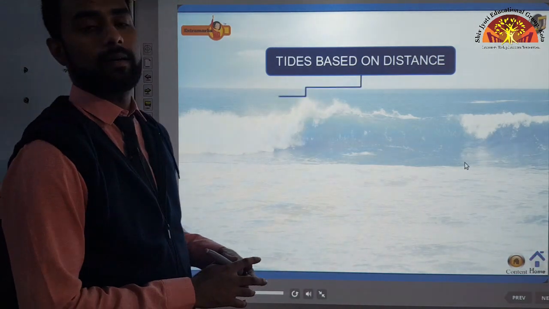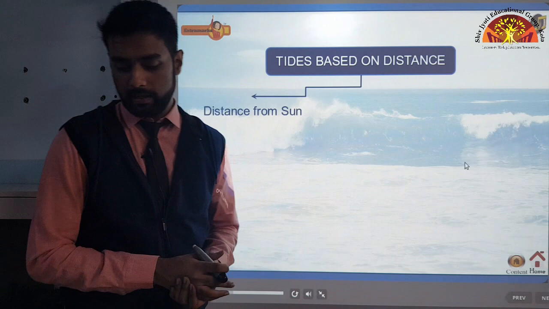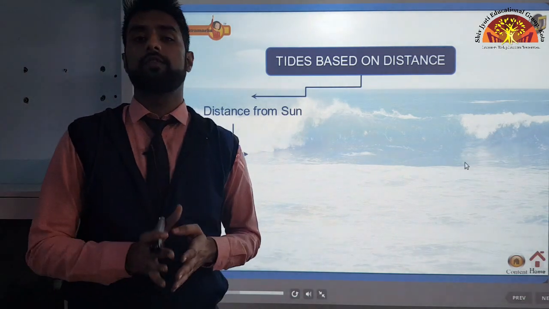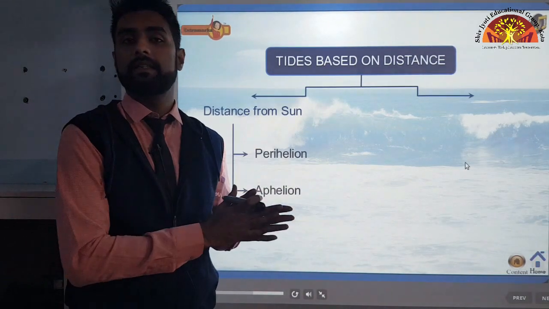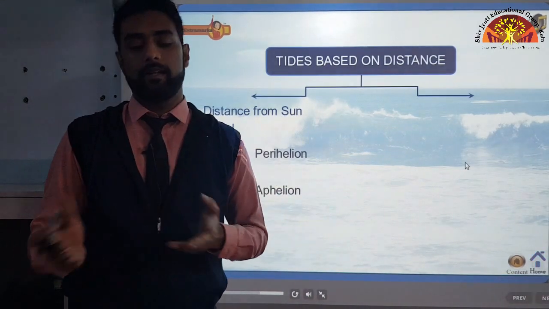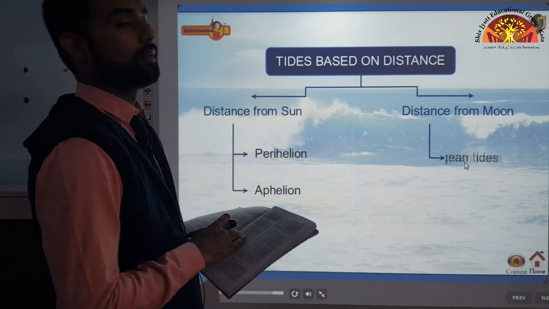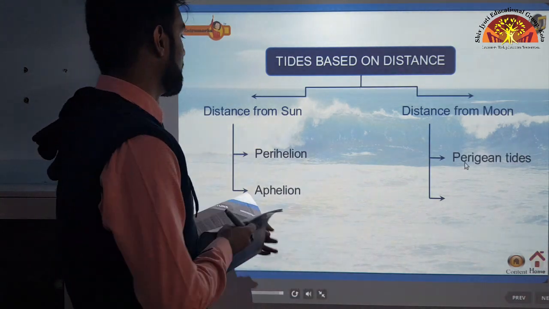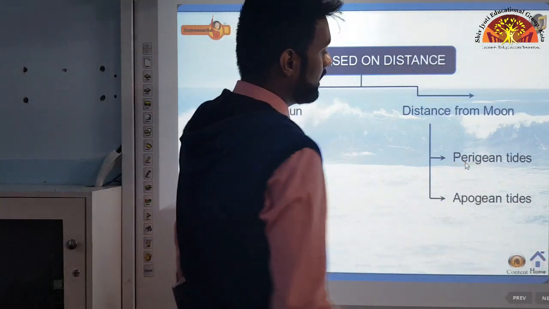In the previous chapter, chapter number 9, we learnt about perihelion and aphelion, correct? Perihelion means near the sun, and aphelion means farther from the sun. Now, the same thing happens; they affect the tides as well. Distance from the sun, that is perihelion and aphelion, and distance from the moon, perigean and apogeian.